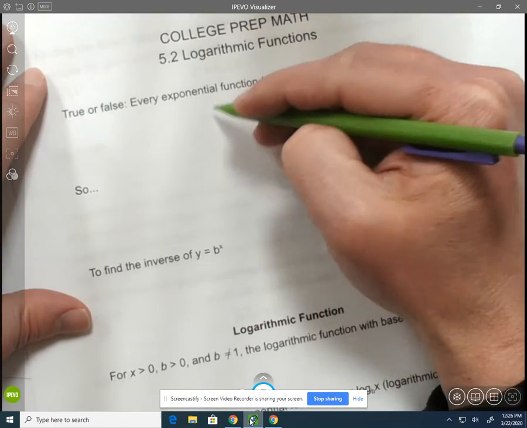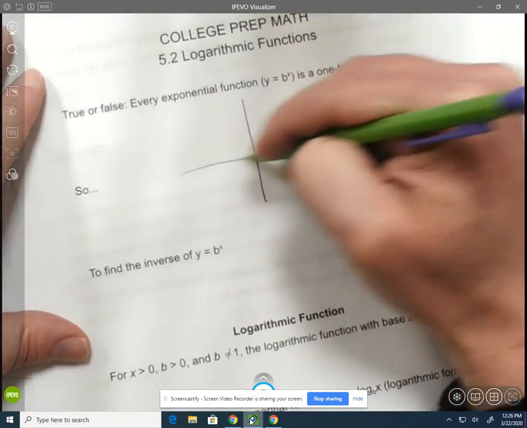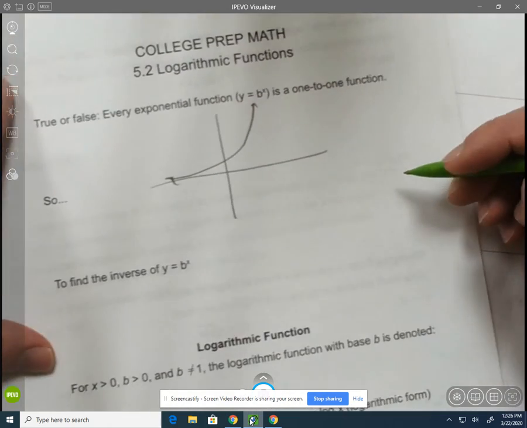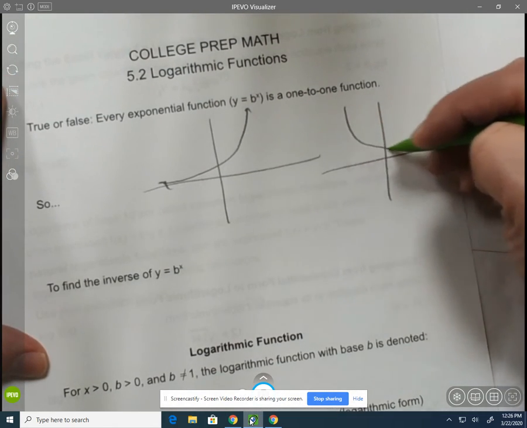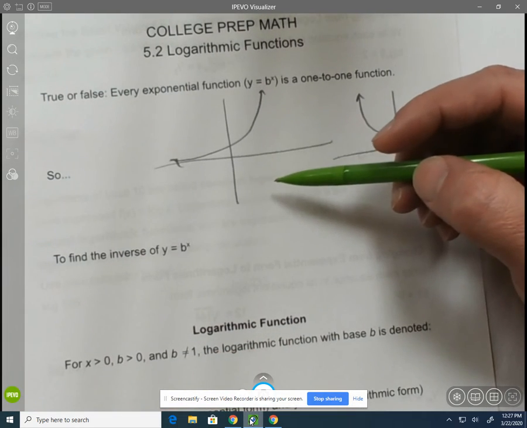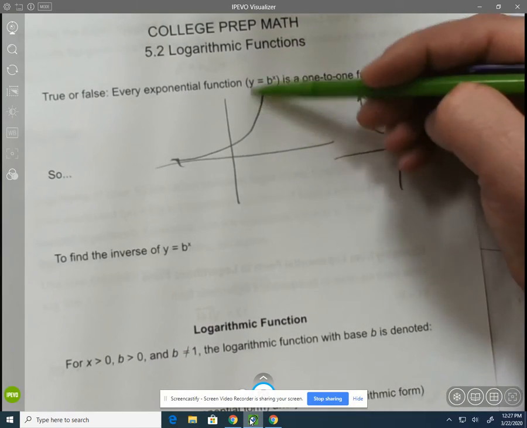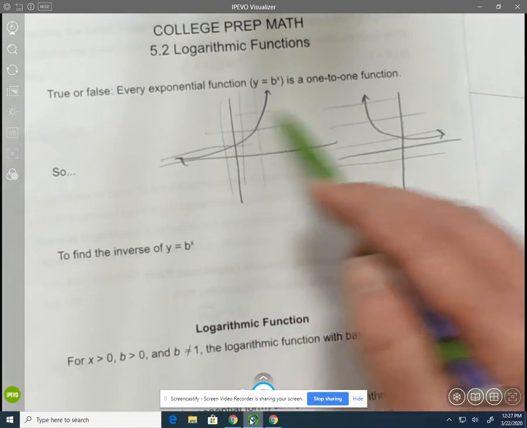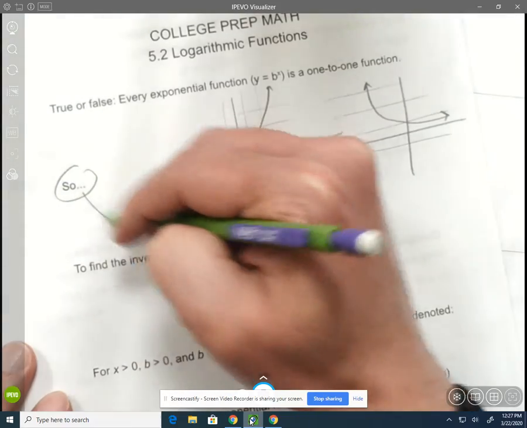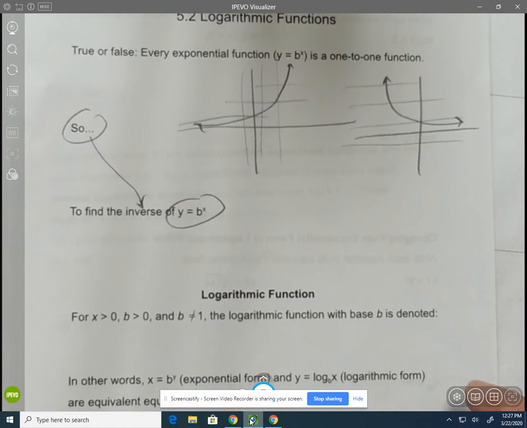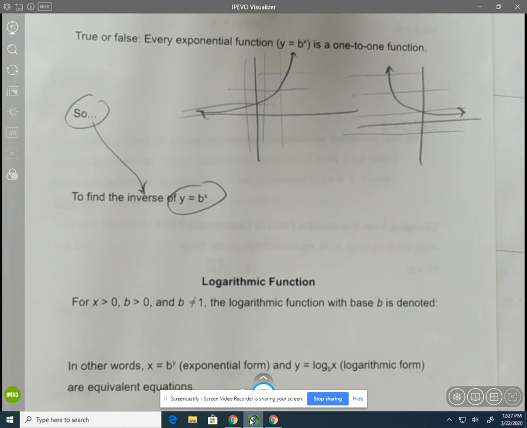Well, if we think about this, an exponential function we just saw looks like one of two ways. It does something like this, or maybe it does something like this. But either way, it is a one-to-one function because it passes the vertical line test, so it's a function, and each of these passes the horizontal line test. So they are one-to-one. What that means is we can find the inverse of an exponential function. We can take an exponential function and run it backwards. And that's where logarithmic functions come into play.